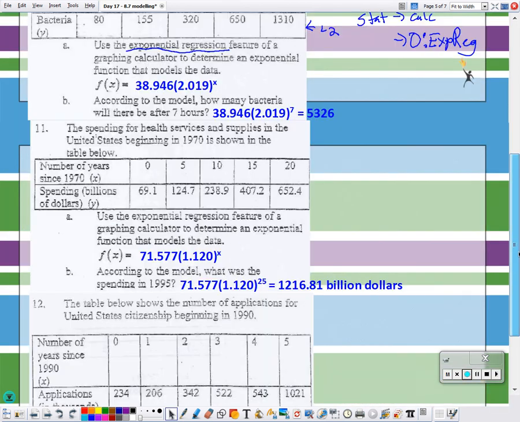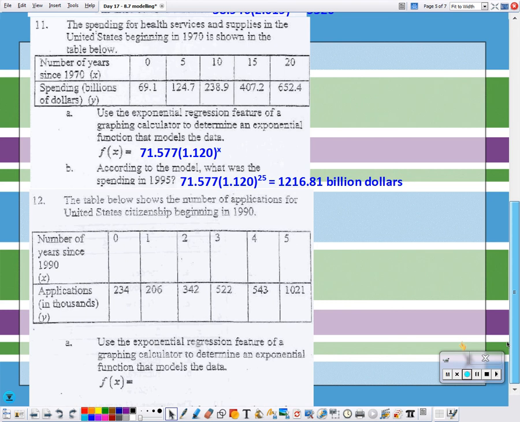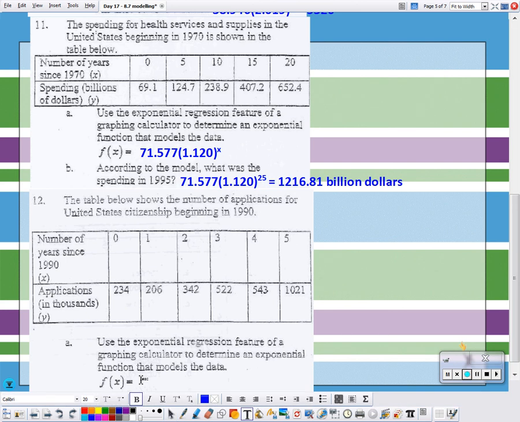So there's one more question here that, again, just wants you to use the exponential regression function on your calculator to come up with the model. And if you take the time to put that in, go ahead and do that right now, and I'll type it in, and we'll probably all get the same answer and be happy and start our homework.